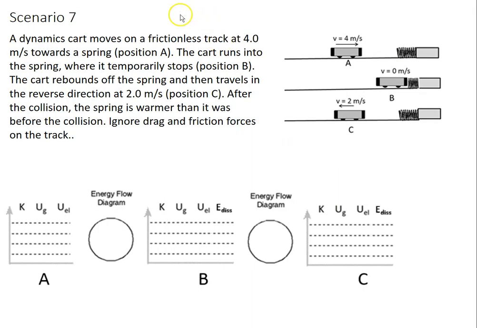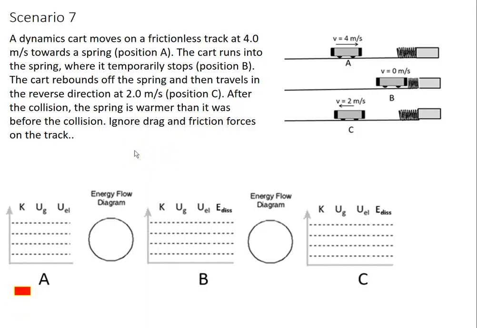Okay, moving on, scenario number 7. We have a dynamics cart like the one we used in class. It is currently going 4 meters per second at A. It runs into a spring, compresses the spring, and then the spring pushes back, the cart rebounds off, and then we see that it's only going half as fast at C as it was coming in. So this is going slower, and we see here that the spring is warmer. Hint, E-dis. Okay, so nothing changes height in this scenario, so no gravitational potential energy.